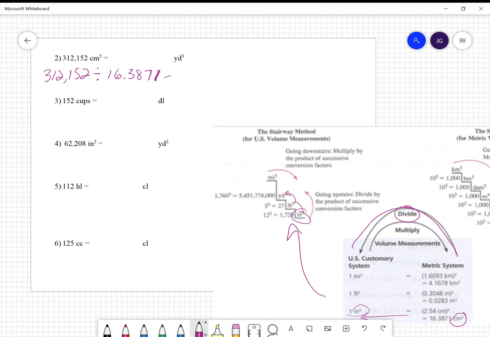So I'm going to divide by 1,728, and I'm going to divide by 27. I get 0.408, so that's 0.4 yards cubed.